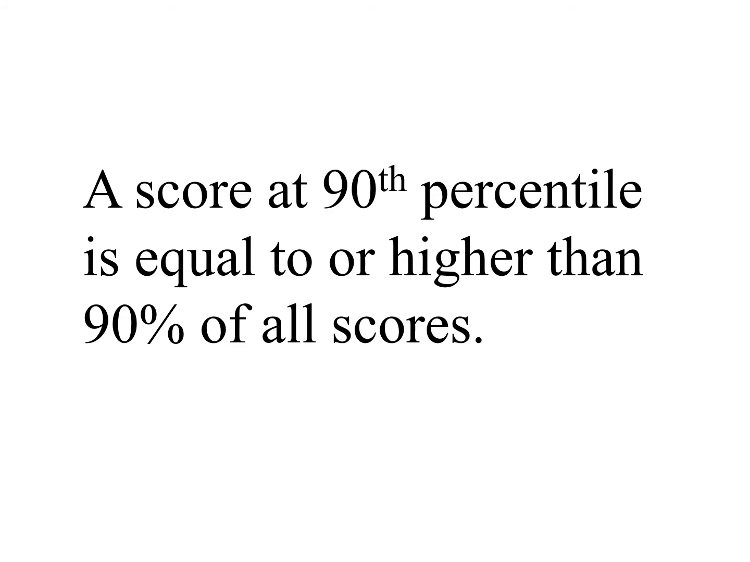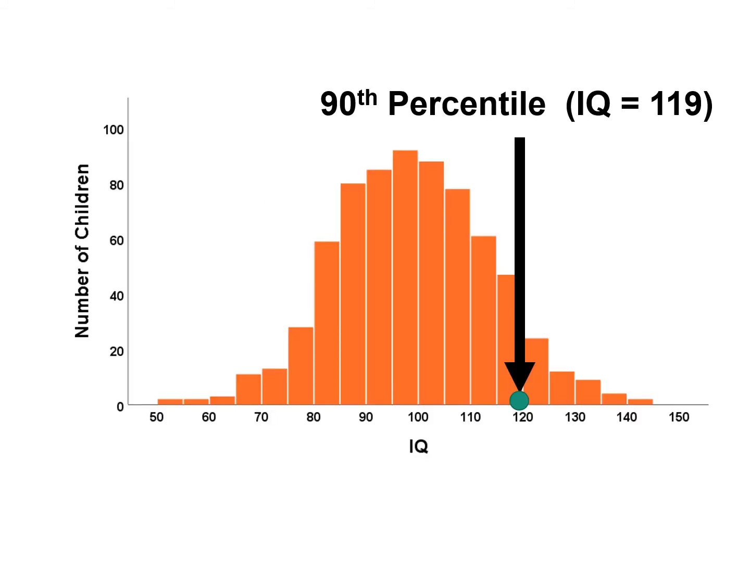Let's go through this next example. A score at the 90th percentile is equal to or higher than 90% of all scores. So here, if we look at the histogram, an IQ of 119 is at the 90th percentile. That means that the area to the left of this dot here would be 90% of our total sample. That also means that around 10% of children had an IQ score higher than 119.